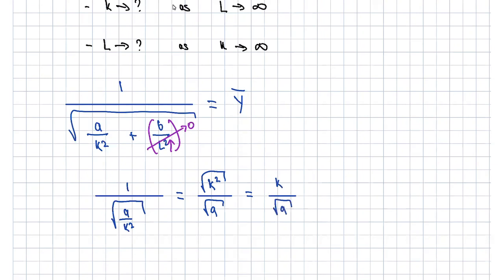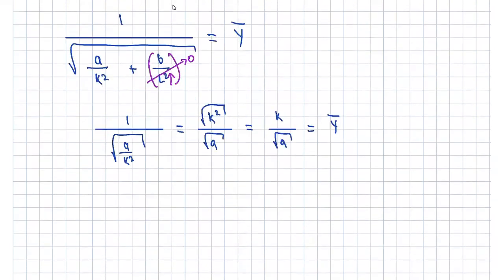So I'm just going to have K here divided by square root of A. It's going to be equal to y bar. And this is still going to be equal to y bar. Exactly. Excellent. So if you like, I can put a little star on this K, right? Because this K is a special K, the K that remains whenever L goes to infinity.